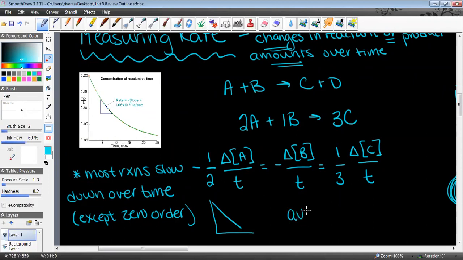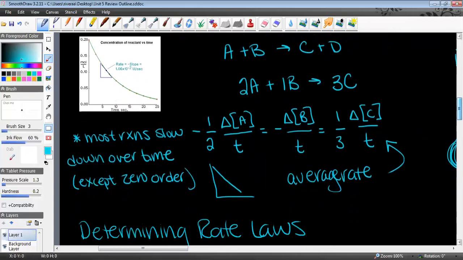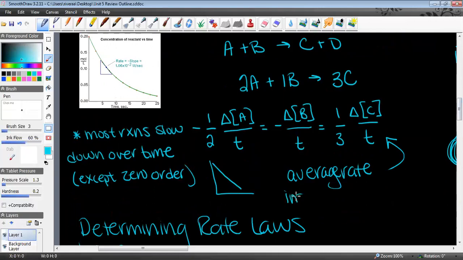You can measure average rate, like we do up here, just pick 2 points in time, subtract those concentrations, subtract those times, and divide. That's, oops, I forgot an average. There's an E in average. Average rate. The other way that we can calculate rate is something called instantaneous rate, which is the rate at a certain point in time.